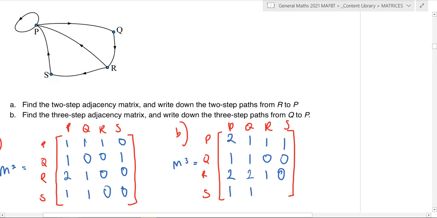S to R. Okay, let's see. 1, 2, 3. There's 1. 3-step. 1, 2. Yeah, I think there's only 1 3-step from S to R.